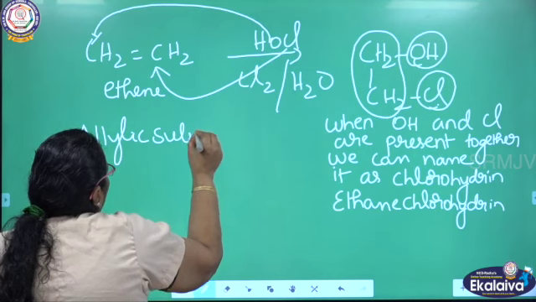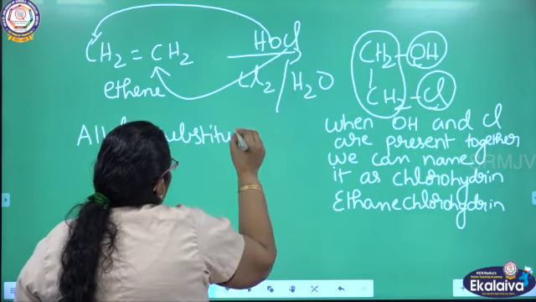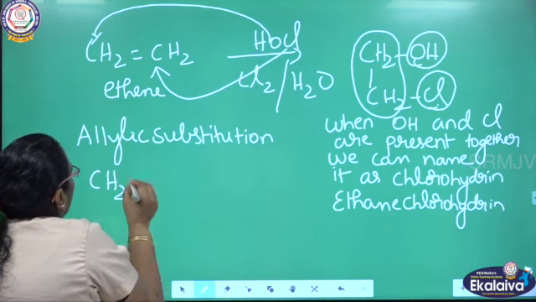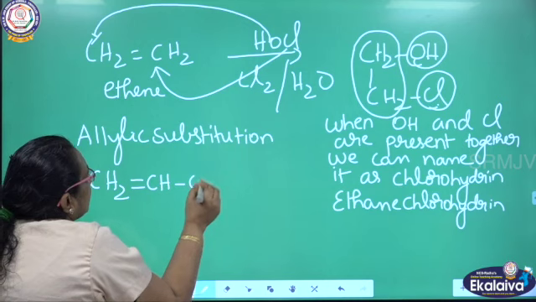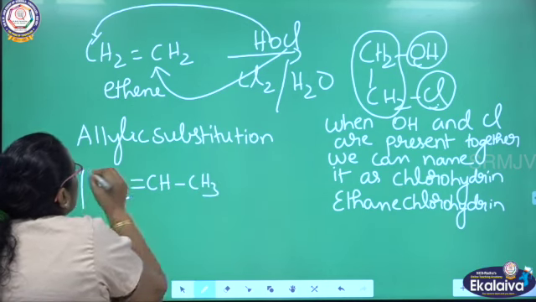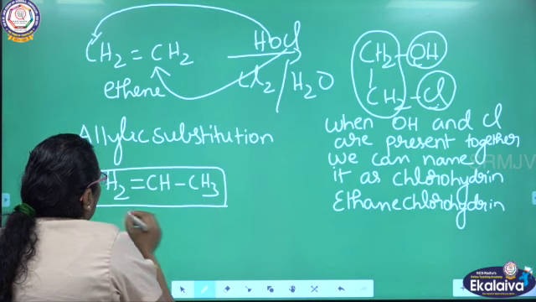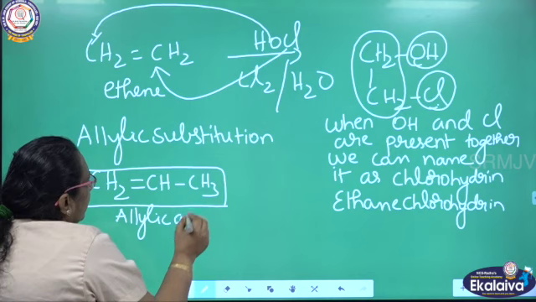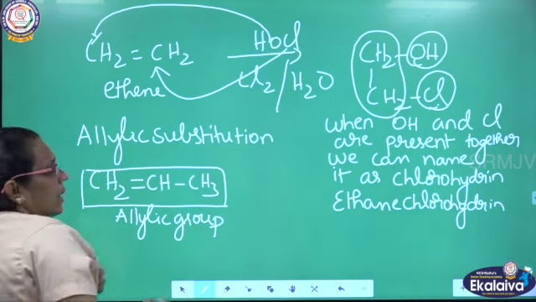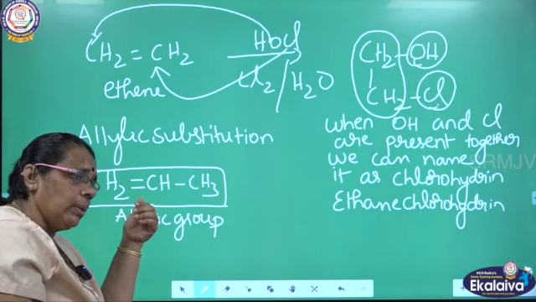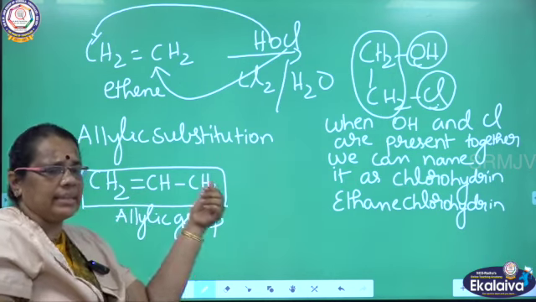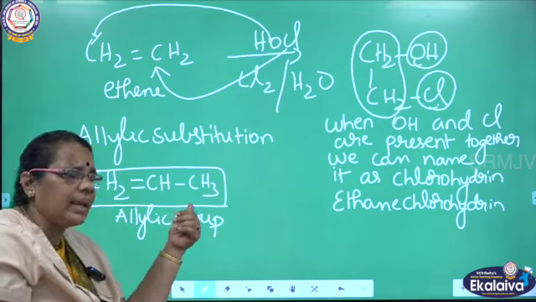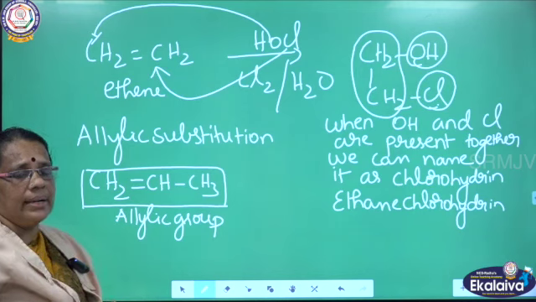Allylic substitution. I will talk about the allylic group now. What is allylic substitution? See this compound, CH2 double bond CH single bond CH3. How do we name this group? This group can be called the allylic group. So CH2, double bond, CH, single bond, CH3, we can call it an allyl group.